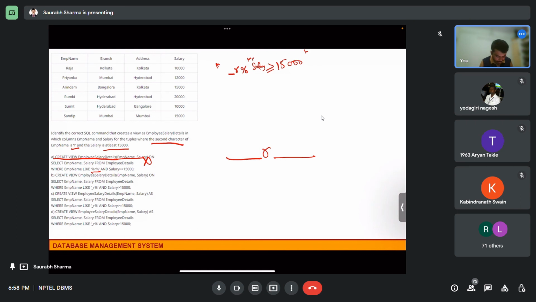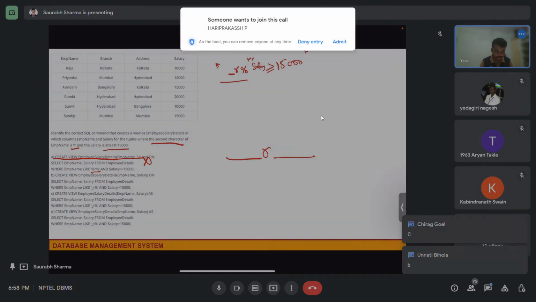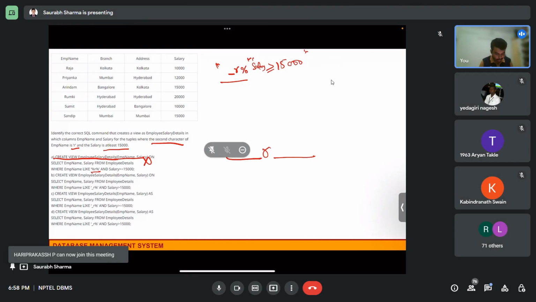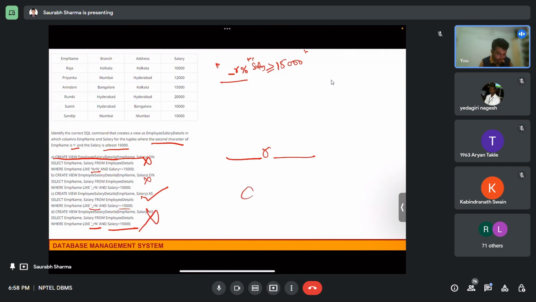B is satisfying the first condition. Second condition, it is telling strictly greater than, so it is not at least. So it is not satisfying the second condition. B is incorrect. C is telling percent this, and so it is satisfying the condition. In the last, the first condition is satisfied but the second is not satisfied, so the answer will be C. Okay, any doubt?